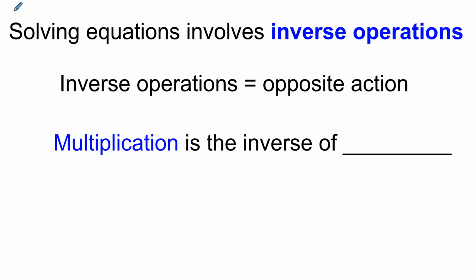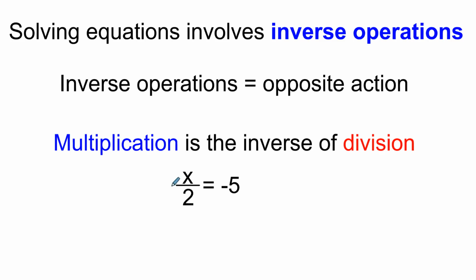Multiplication is the inverse of what operation? Division. And so when we have a problem that has division, we are going to multiply. We know this is division because it's got a fraction bar. The 2 is in the denominator, which means divide. So we're going to multiply by 2, which will cancel. And whatever we do to one side, we must do to the other side. And we get a final answer of x equals negative 10. Again, applying the inverse operation of multiplication when we saw division.